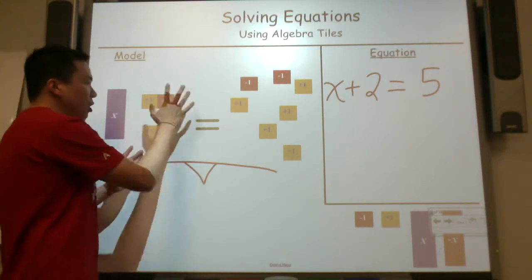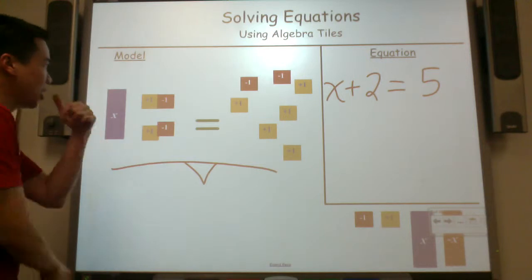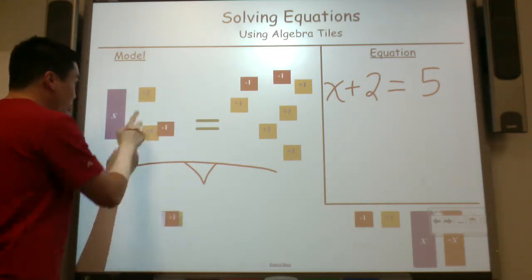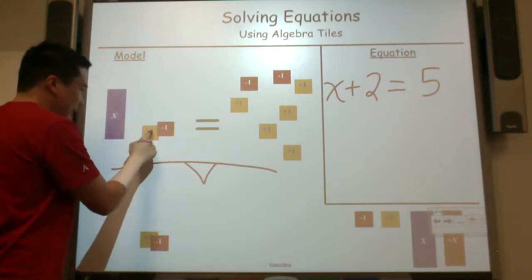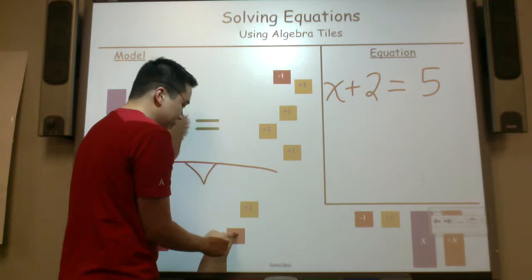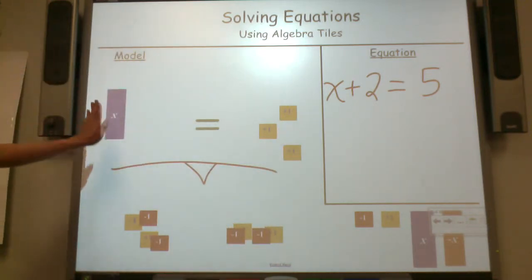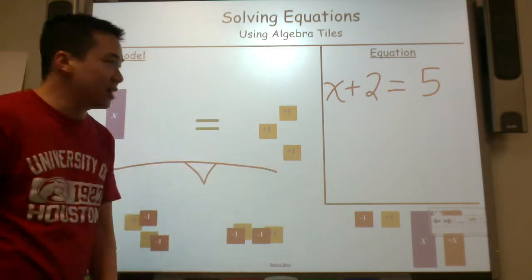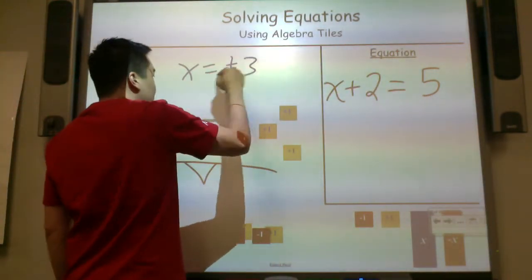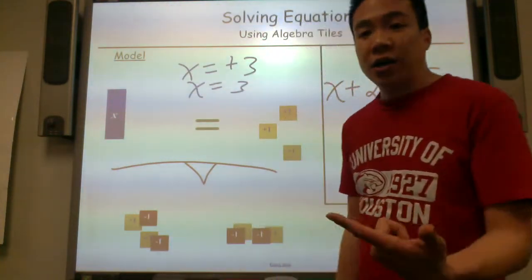So let's see what happens if I put -2 on the left side and -2 on the right side. These two cancel out. Let me remove them. They zero out. This and this zero out. This and this zero out. So what do we have left? x is equal to +3. The solution is x equals 3. That is our missing number.